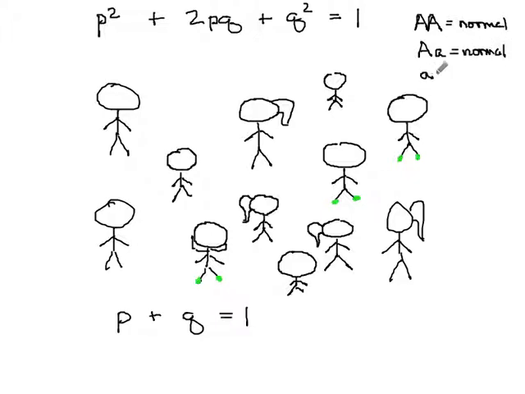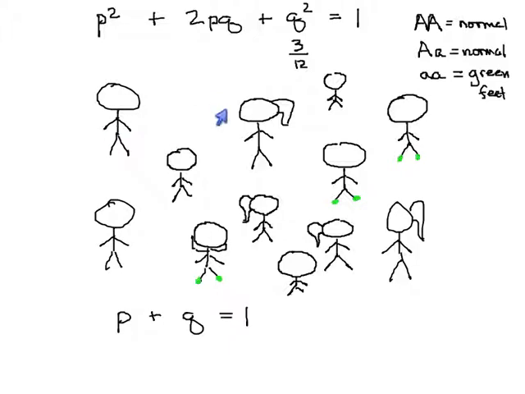But a stick person with little a has the recessive trait of green feet. And so looking at this population, we have 1, 2, 3, 4, 5, 6, 7, 8, 9, 10, 11, 12 people, and we found that this person has green feet, so does this one, and so does this one. So 3 of our 12 people have green feet.